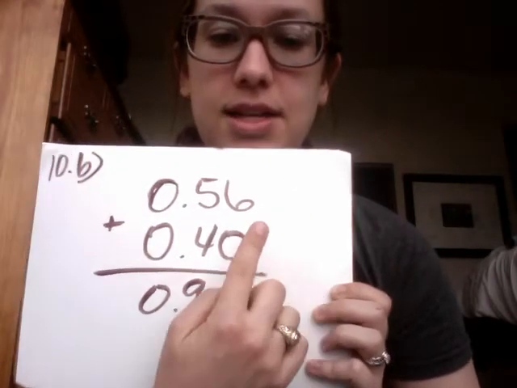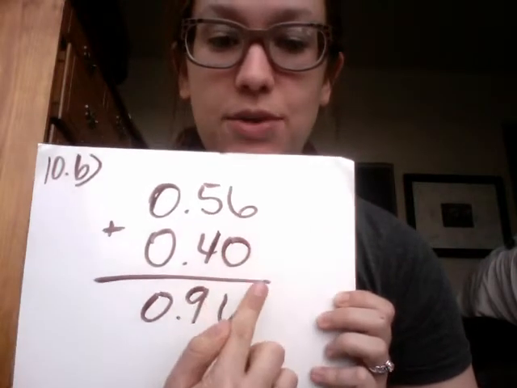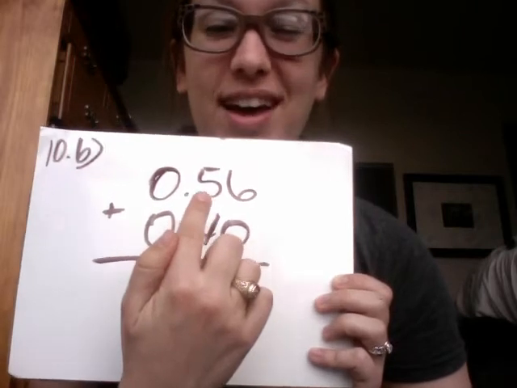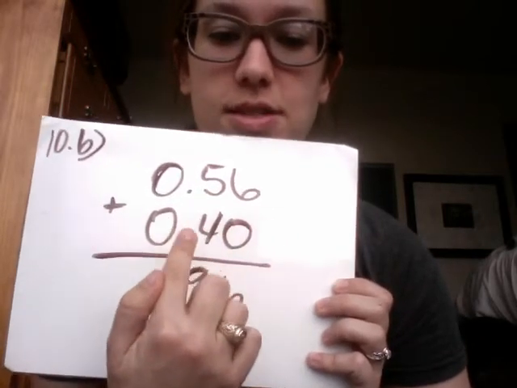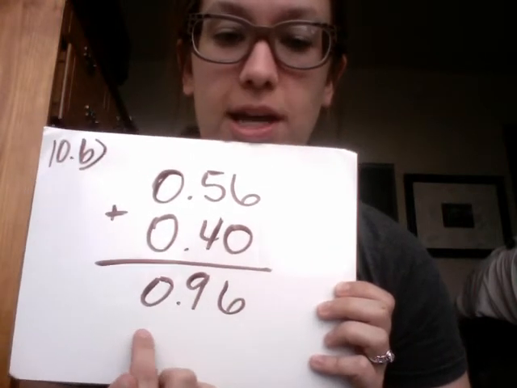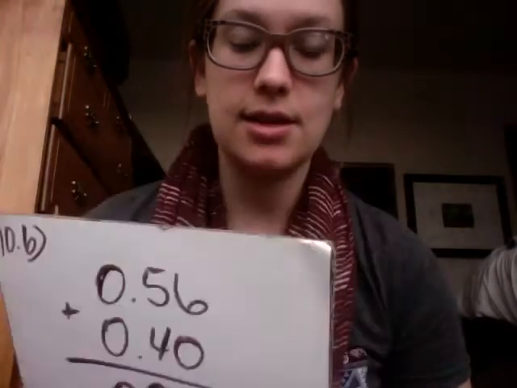So I have 6 hundredths plus 0 hundredths, which stays 6. And then I have 5 tenths plus 4 tenths, which is 9. Nothing in my ones place, so my answer is 0.96.